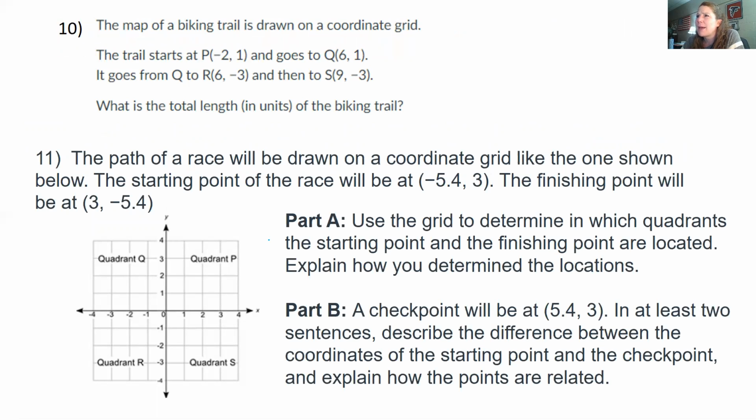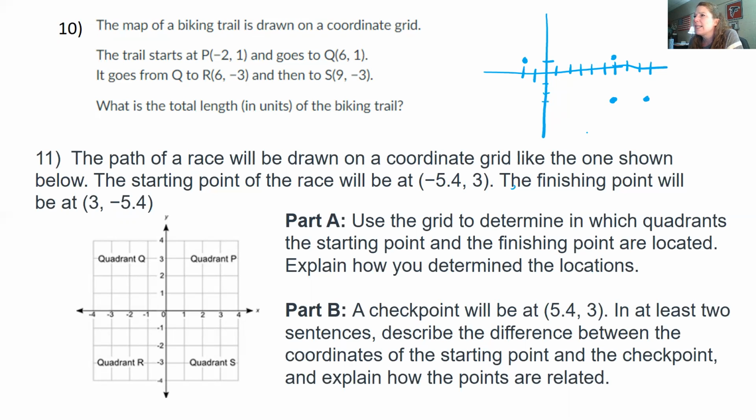All right, number 10, the map of a biking trail is drawn on a coordinate grid. So let's sketch this out. The trail starts at -2, 1. It goes to 6, 1. So 1, 2, 3, 4, 5, 6, 1. It goes from there to 6, -3. So 6, -1, 2, 3. And then to 9, -3. So 6, 7, 8, 9, -3.